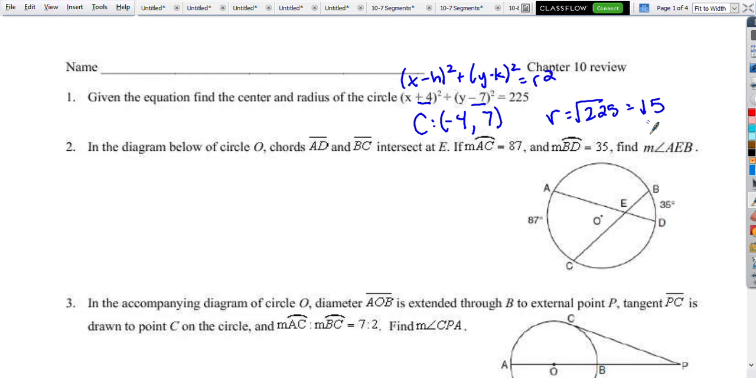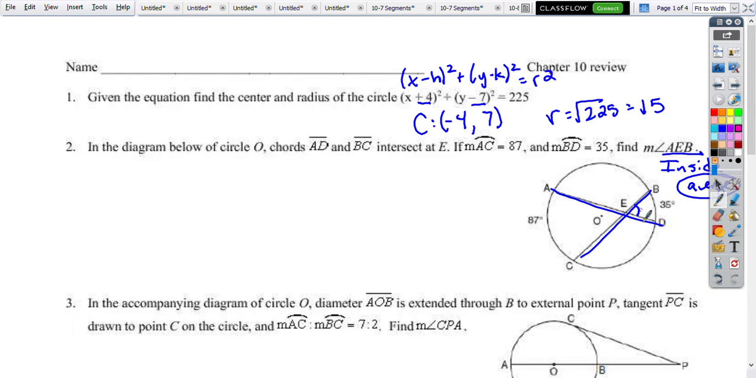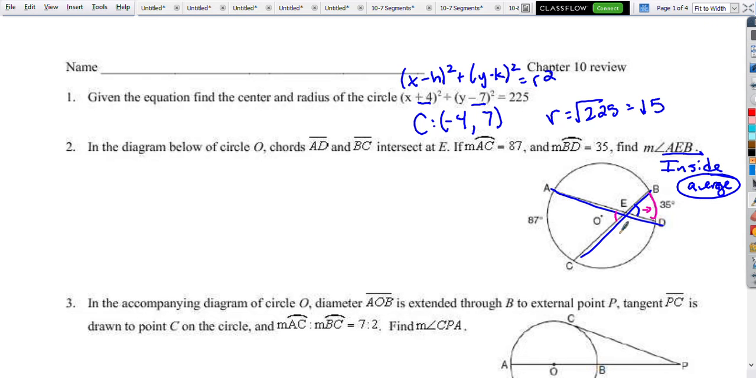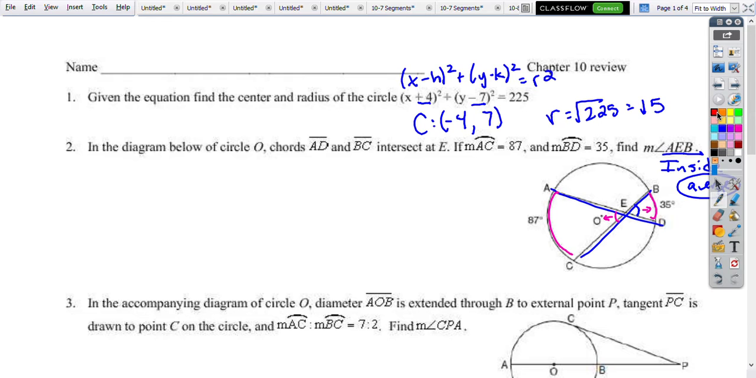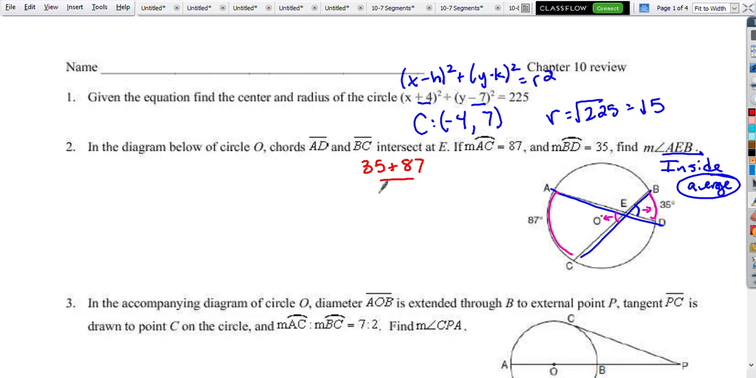All right, number 2, we're looking for the measure of angle AEB, which is right here. This angle is inside. So remember the rule, inside is average. We take the average of the arcs. These two chords are forming the angle, so we're taking the arc across and the other vertical angle, and we're going to get those two arcs. So I do 35 plus 87, and then divide by 2.